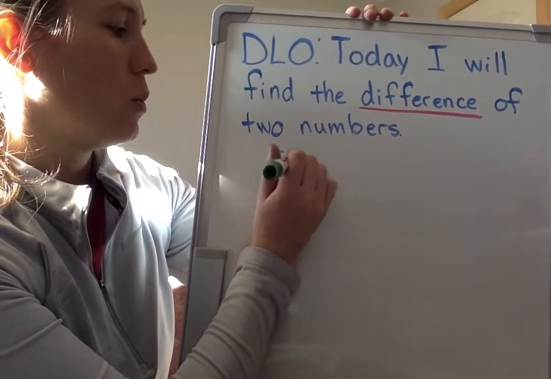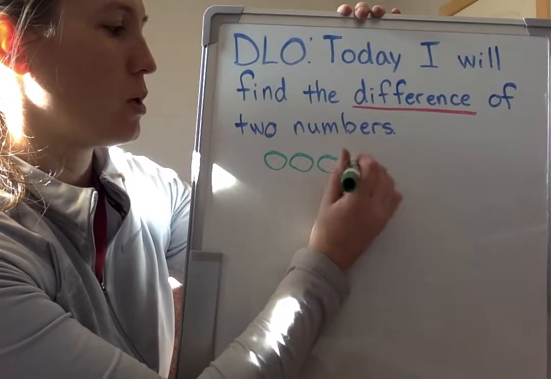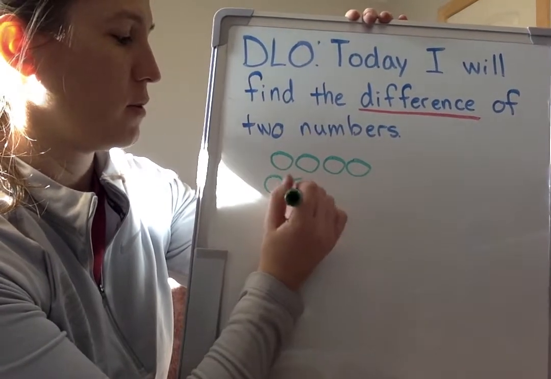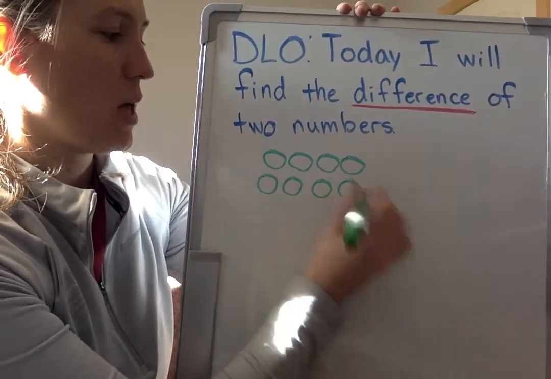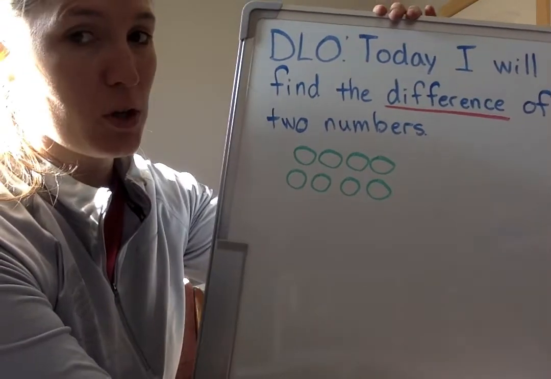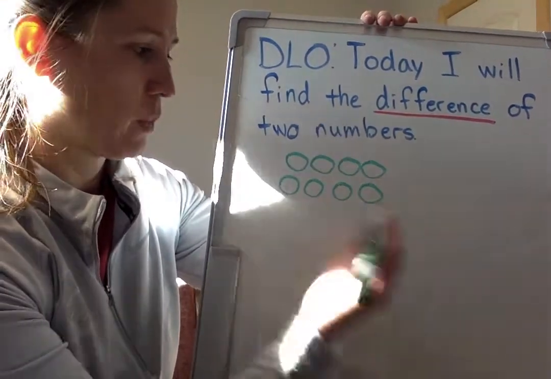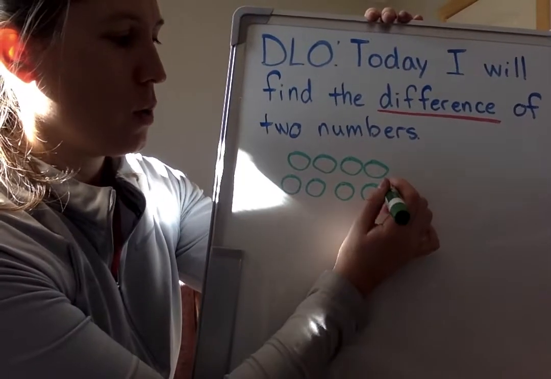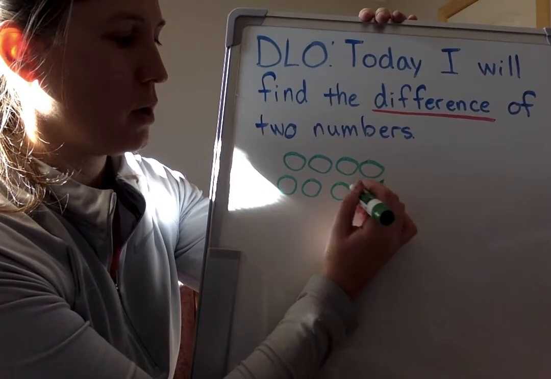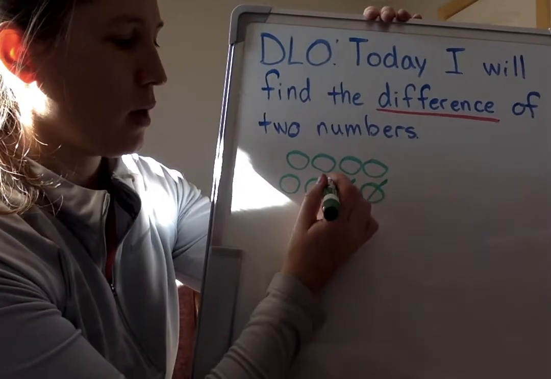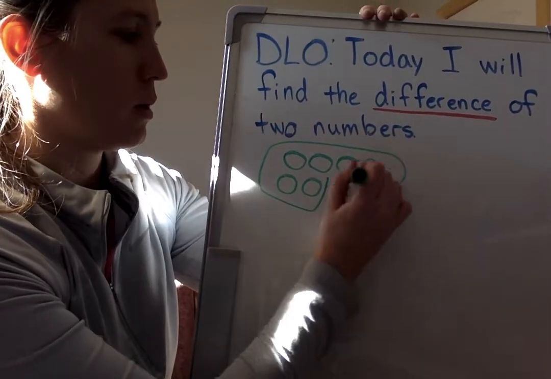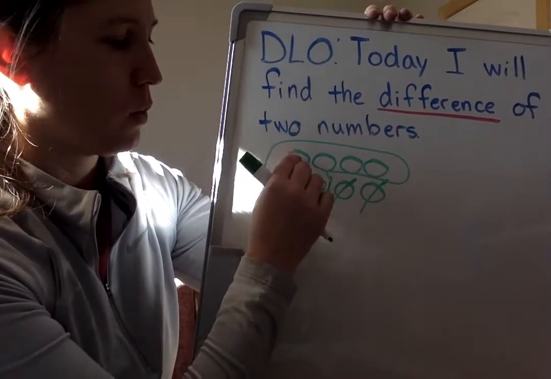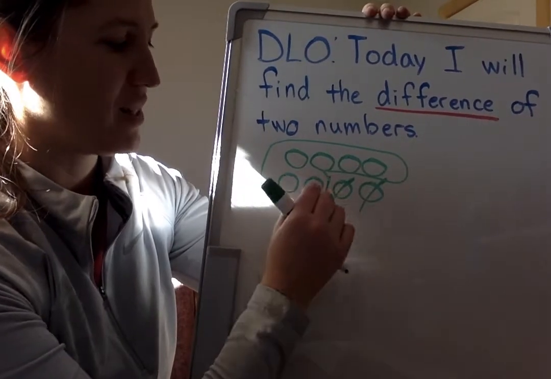8. 1, 2, 3, 4, 5, 6, 7, 8. I gave 2 cookies away. If I gave them away, I'm going to start at the end and cross them out. 1, 2. How many cookies are left? 1, 2, 3, 4, 5, 6.